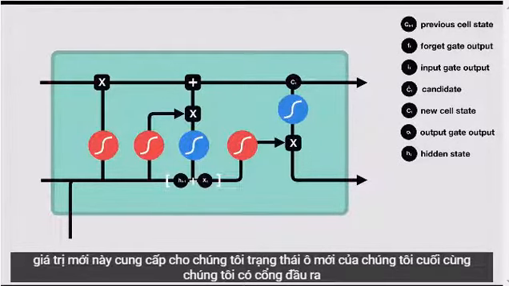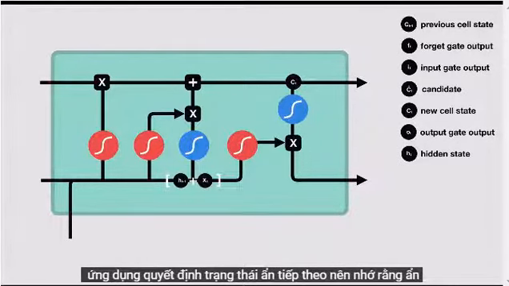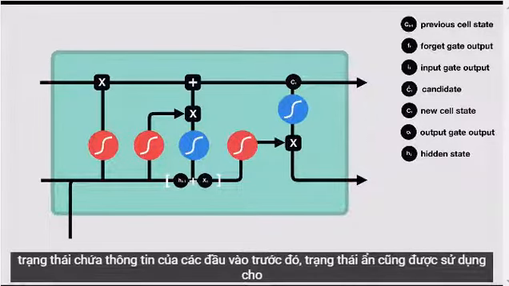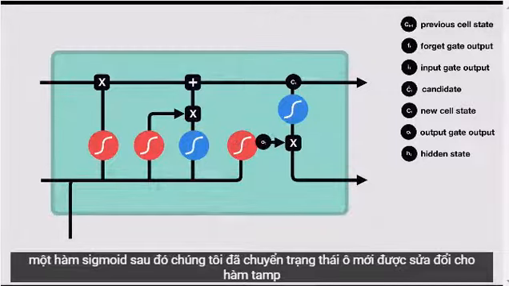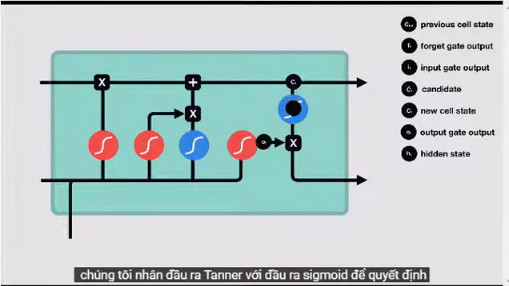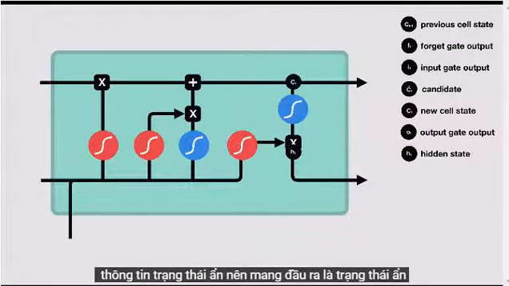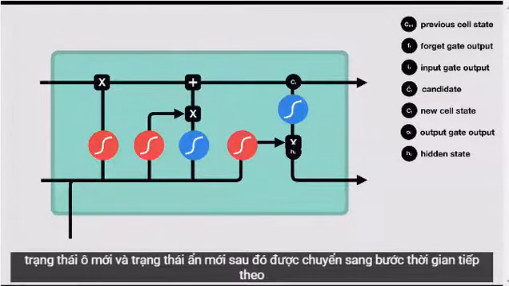Last, we have the output gate. The output gate decides what the next hidden state should be. Remember that the hidden state contains information on previous inputs. The hidden state is also used for prediction. First, we pass the previous hidden state and the current input into a sigmoid function. Then we pass the newly modified cell state to the tanh function. We multiply the tanh output with the sigmoid output to decide what information the hidden state should carry. The output is the hidden state. The new cell state and the new hidden state are then carried over to the next time step.